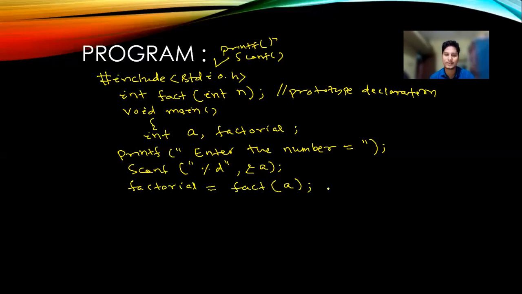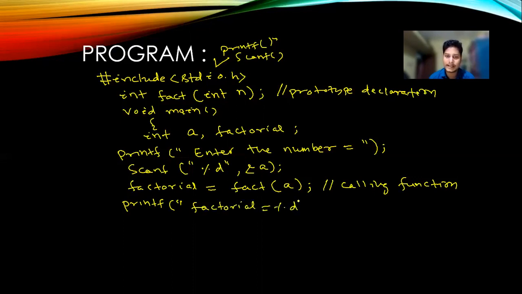This will call the function. That means this is the calling function, right? This is the calling function. Okay, so here you can see in the next statement I will write the printf function, and I want to print the value of the factorial, that equal to %d double quotes and comma factorial bracket and semicolon. So this will be printed on the output screen.